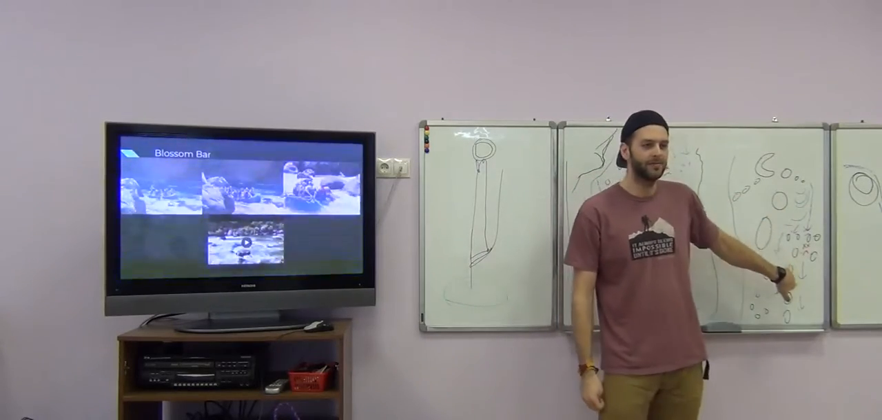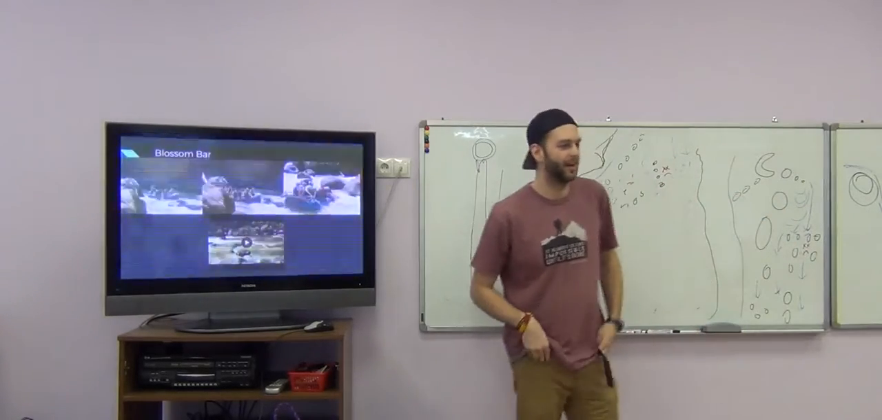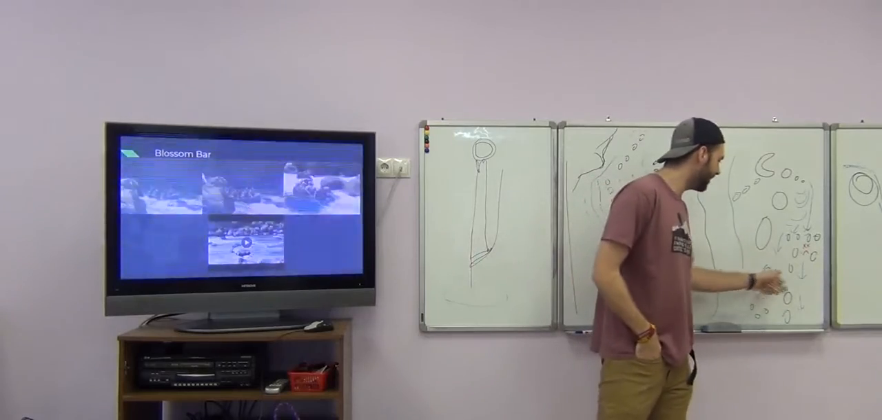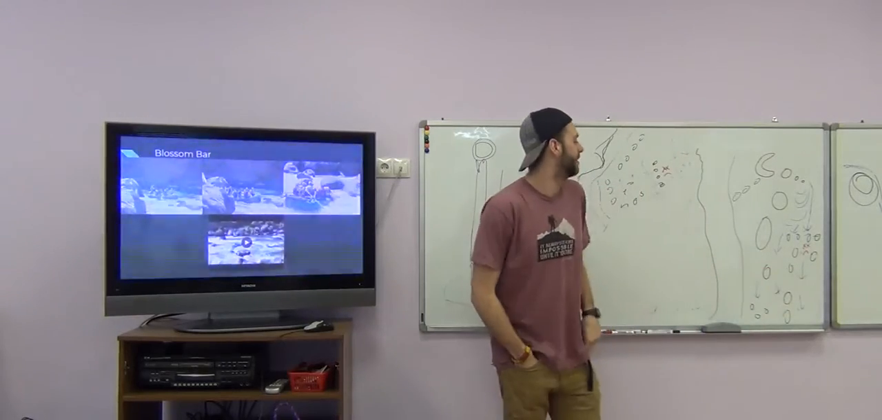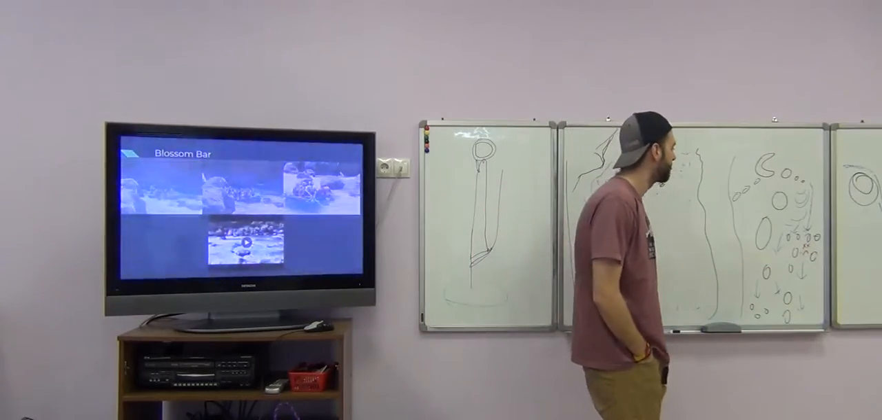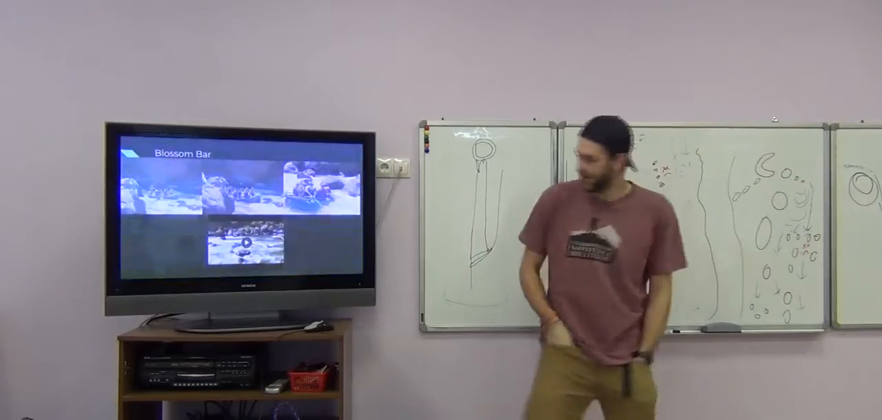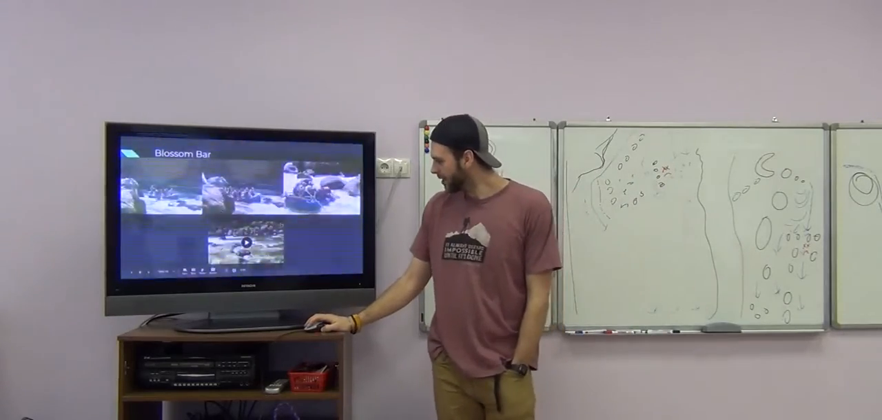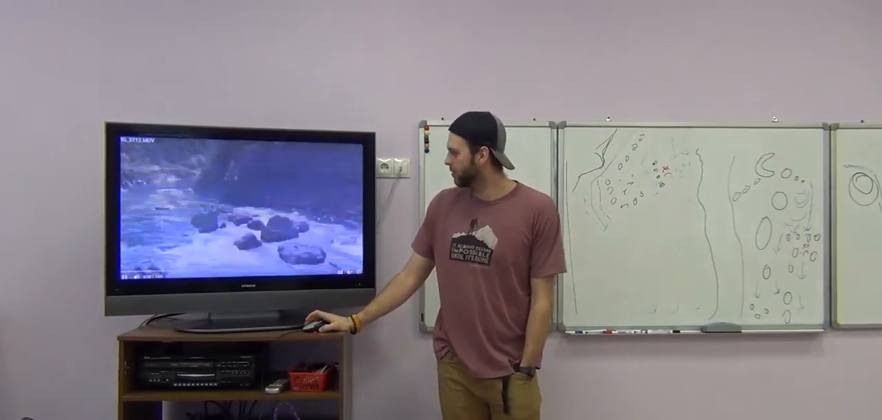Once you're down here, then you just play rock dodge. Try not to hit any rocks. These rocks are also dangerous, but less dangerous. So you're just trying to avoid them. Yeah. So here's a video of me running through Blossom Bar.